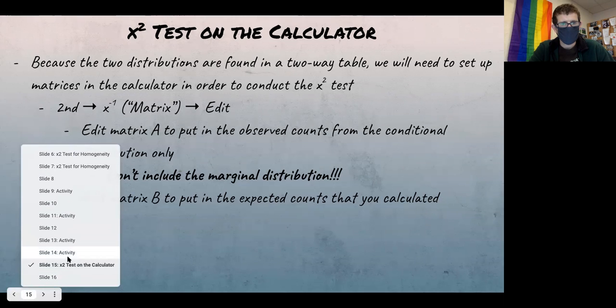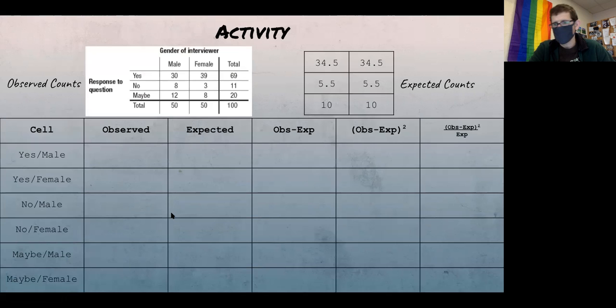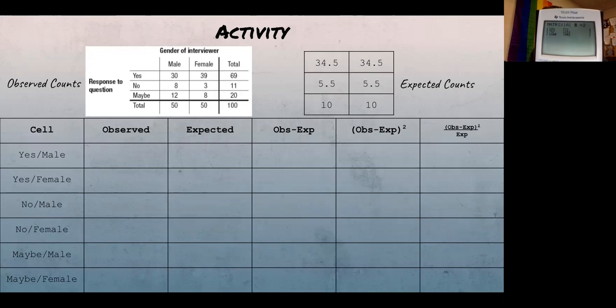Wait, I got lost trying to find the buttons. You go second matrix, and then you go over to the right to edit. Okay. And you want to go ahead and leave it for matrix A, do the observed counts, and matrix B will be the expected counts. You're actually going to create some matrices on your calculator. These are not the correct numbers plugged in; this is what I did the last time I created matrices last semester. But it's a 3x2 matrix, and you can see if it's going to look the same.